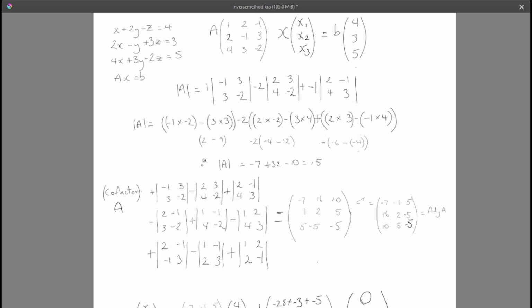So let me continue. So we want to find 2, block off 2. We will get 2 by negative 2 minus 1 by 3. By 2 minus 1 minus 3, yeah. Right, and then we want to find 1, block off 1. We will get 1 by negative 2, negative 1 by 4.